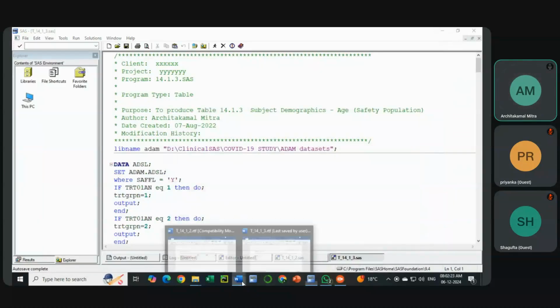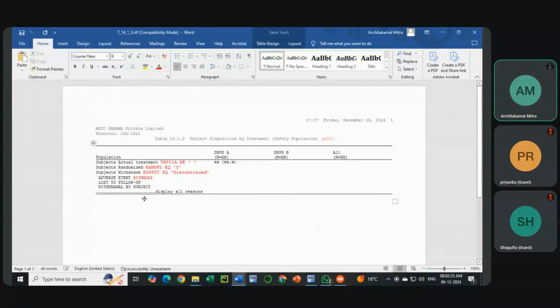So this is basically a table. If you see here, this is a subject disposition by treatment, safety population. So this is basically an overall table. If you see subjects' actual treatment, how many people have received the treatment, how many people have been randomized, and how many subjects have discontinued the study.